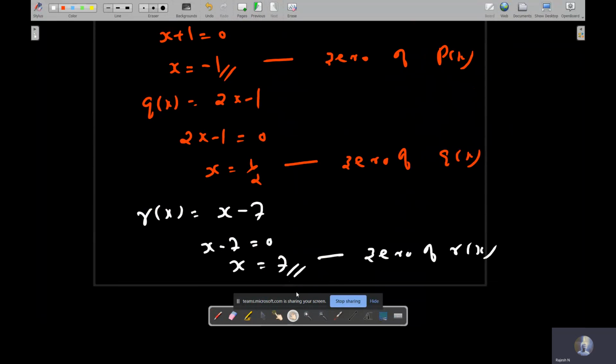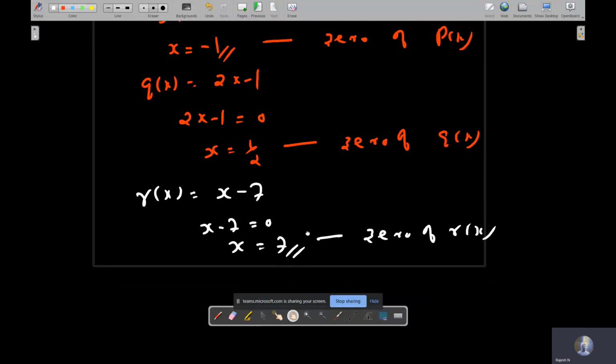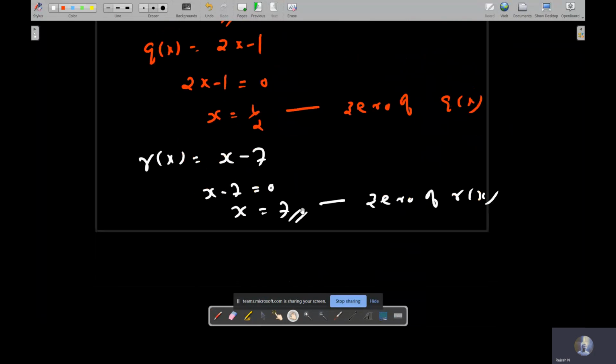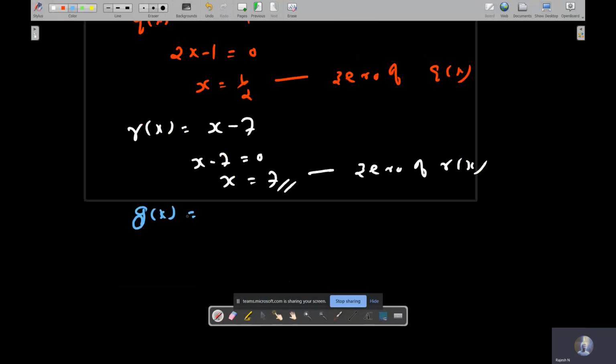One more question for that. Suppose g(x). We can write any p(x), q(x), r(x), or g(x). g(x) is equal to ax plus b. What is the zero? You equate ax plus b is equal to 0. So ax is equal to minus b, so x is equal to minus b by a. This is the zero of g(x).